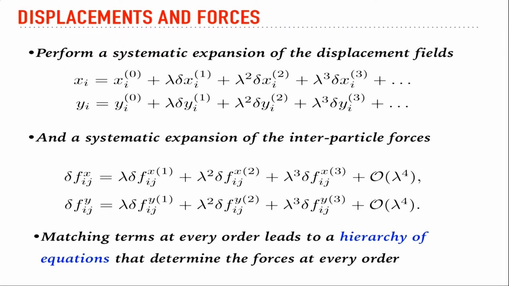But the final trick is that once you've performed this systematic expansion for the forces, you do the same expansion in terms of the displacement field. So you assume that the positions of the particles can be written as some original position xi0 for the ith particle, and then some displacement fields which are order by order governed by this small tuning parameter. So suppose I want to know delta xi at order 1, this will give rise to the forces at order 1 in the expansion.